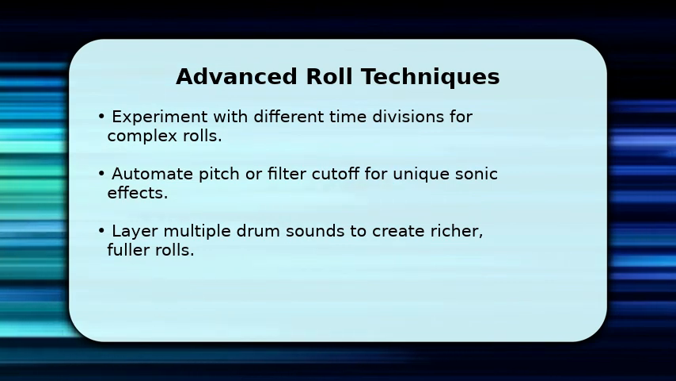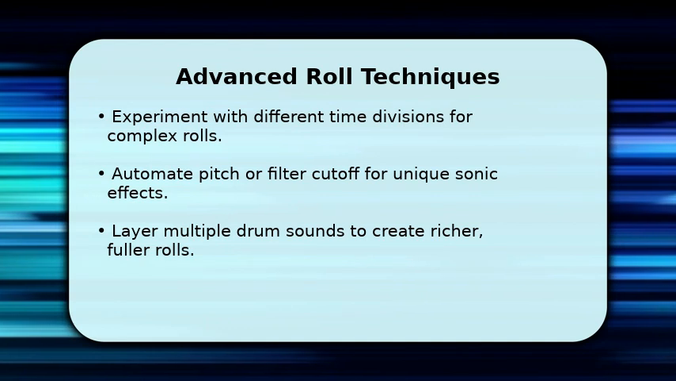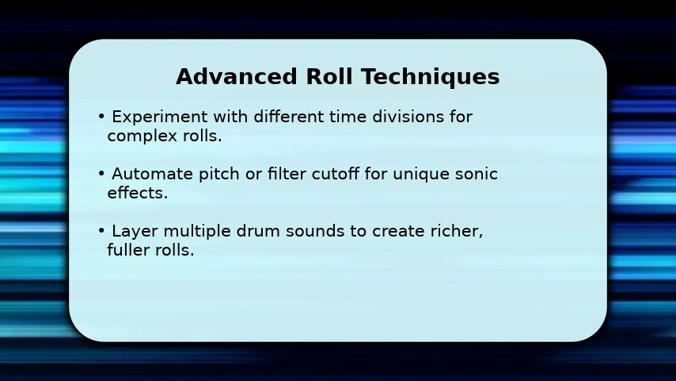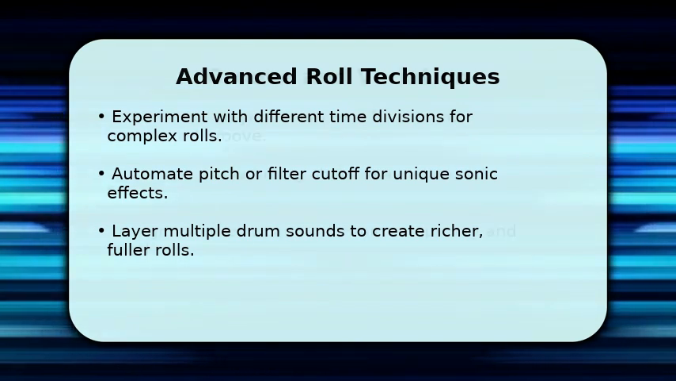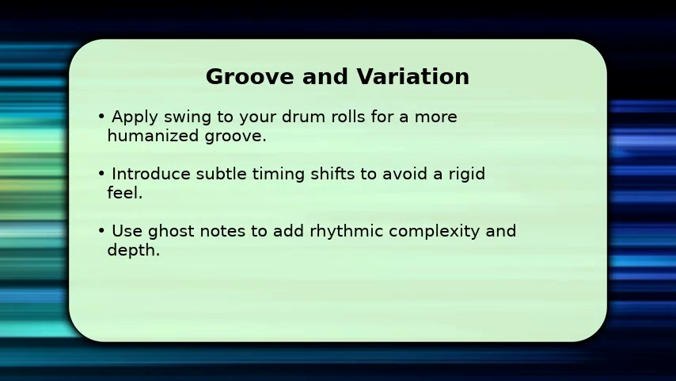Don't be afraid to automate parameters such as pitch or filter cutoff on individual notes within your roll. This can add a dynamic and evolving texture. Layering a clap or a rim shot with your snare roll can also provide a much fuller and more impactful sound. To give your drum rolls a more organic and less quantized feel, consider adding some groove and variation.